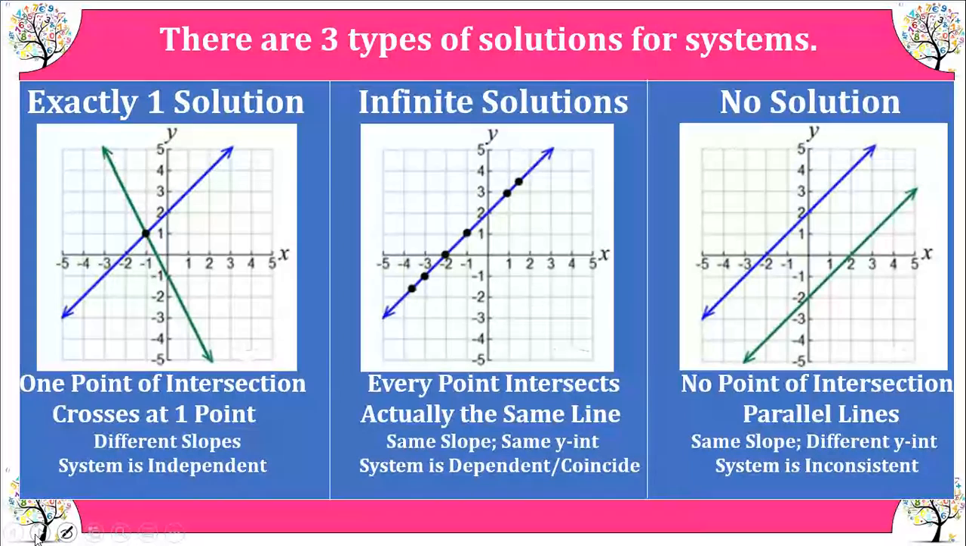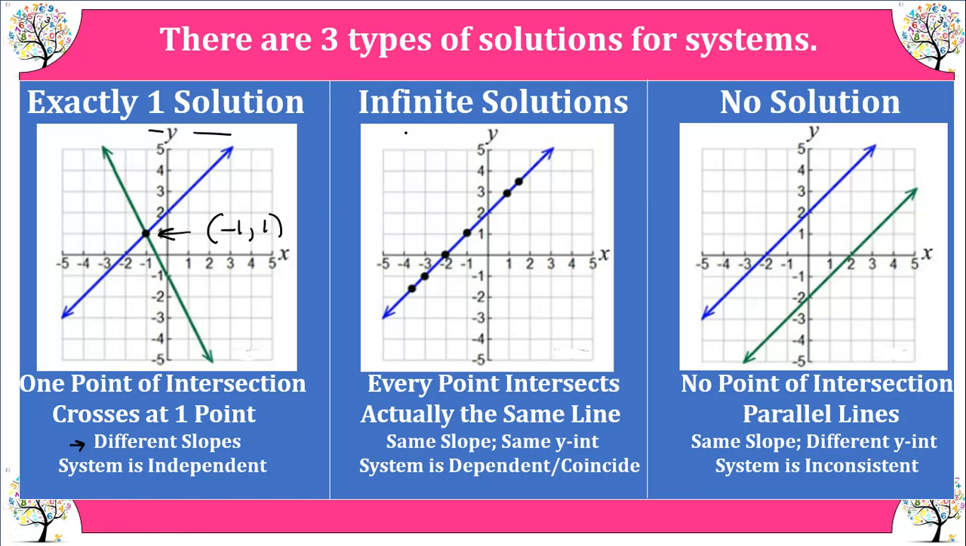These are the three types of solutions for your system. You can see, starting on the left, that these two lines, the blue and the green line, intersect at one point. So this solution is (-1, 1). This system has one solution. In order for a system to have one solution, they must have different slopes. So if you don't have the graph, but you have your two equations and they have different slopes, you know that they are going to cross at one point.